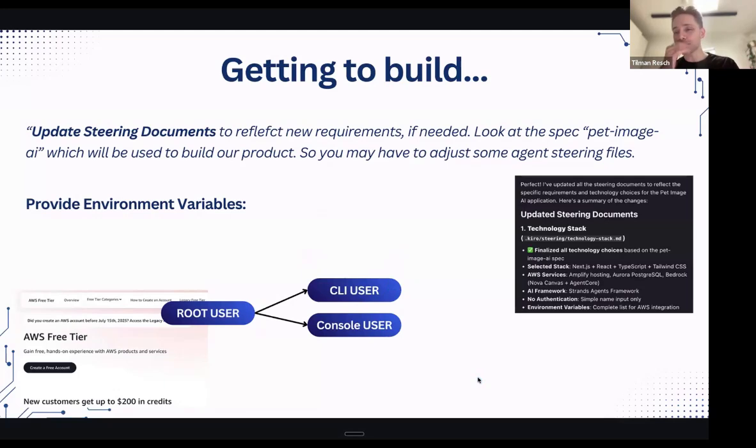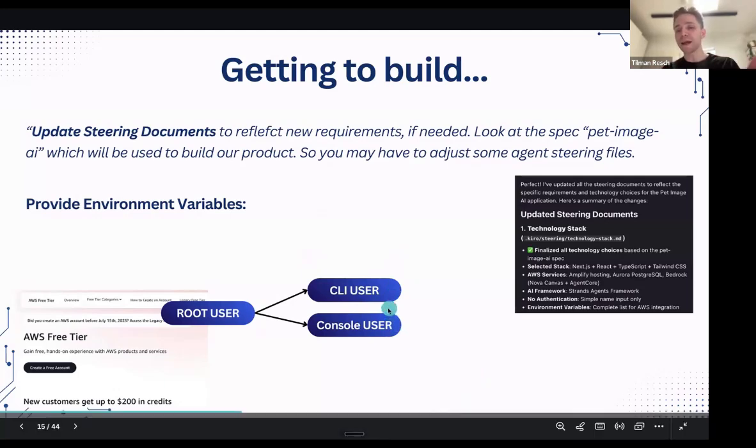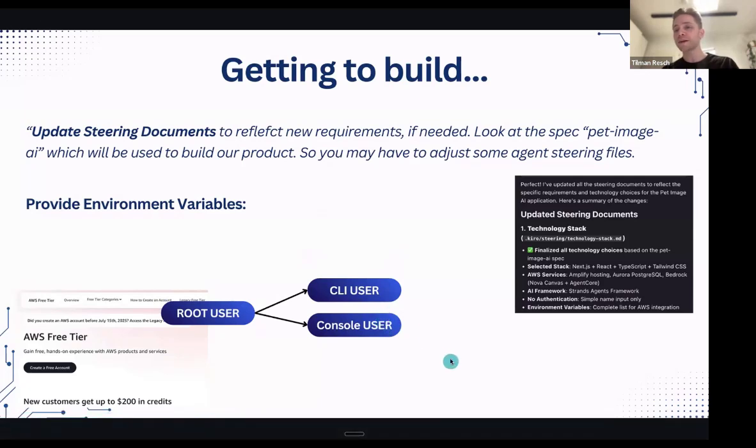So you need a root user account. Then you create a CLI user and a console user. So CLI user, your agent will be able to use it. And the console user, of course, you can log in the console. And then you can give this information to the AI assistant, and then it will be able to build with it.